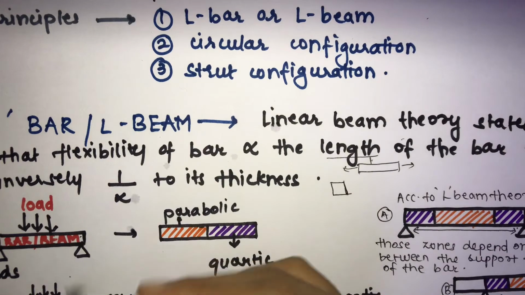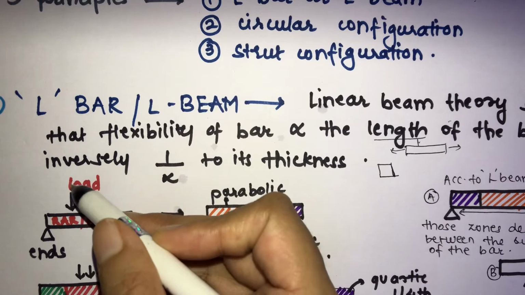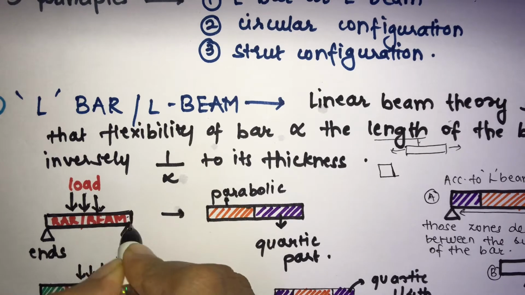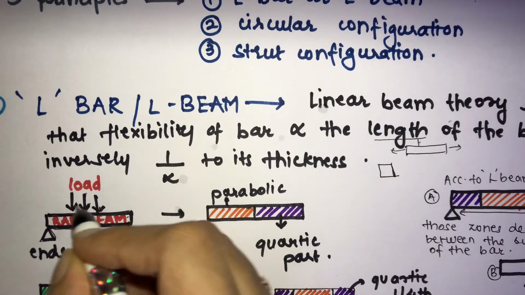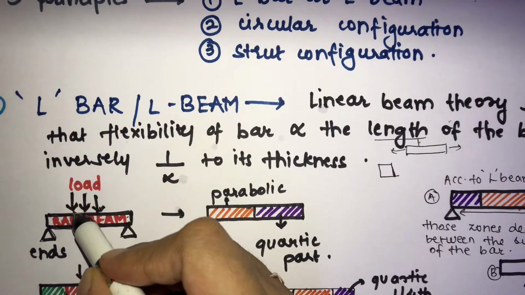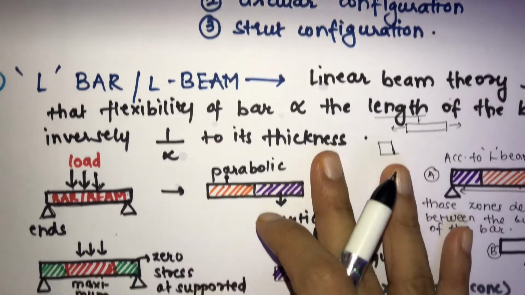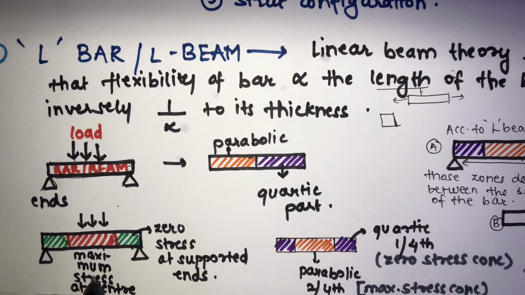Then, in this diagram, when a load is placed on the bar, which is supported at its end, the maximum stress is present in the center. So the maximum stress is present at the center, and zero stress is present at the supported ends. At the supported end there is zero stress, and in the center there is maximum stress.